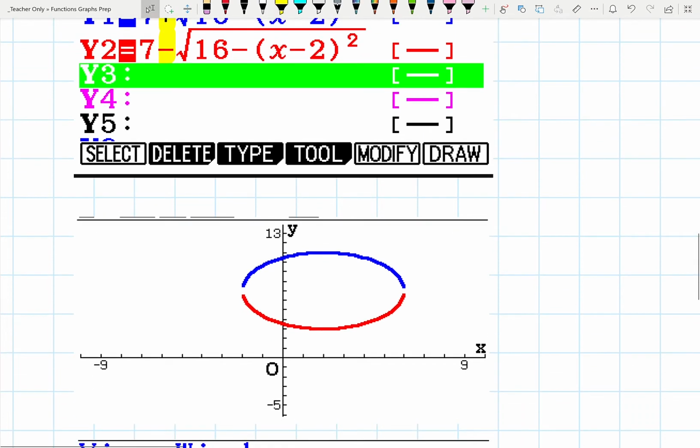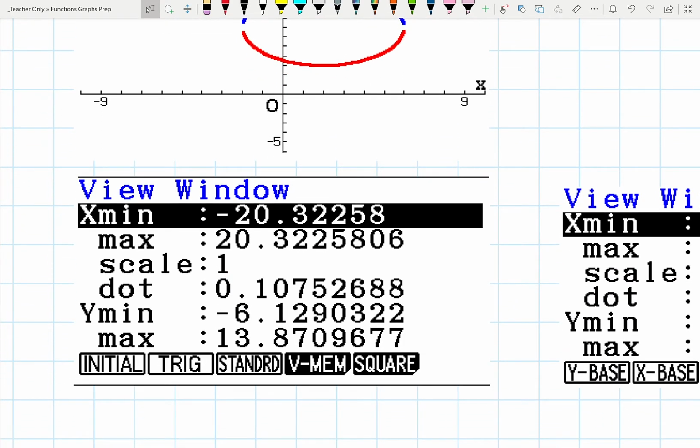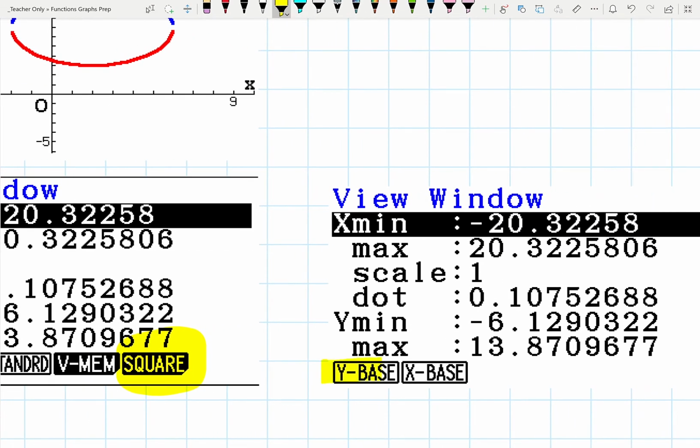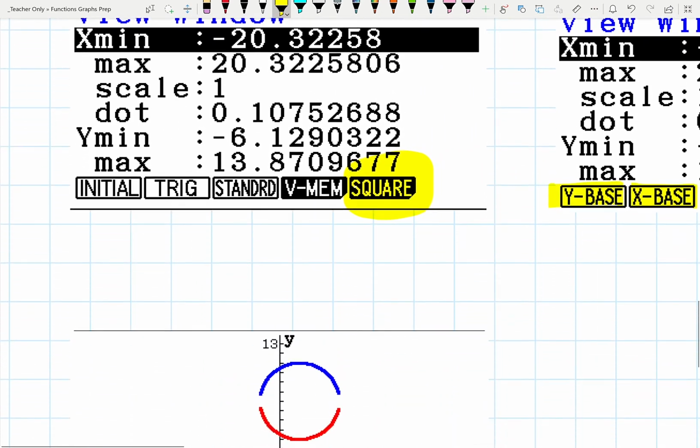Now, when you graph that, it may come out looking like this, which looks nothing like a circle. It looks like an oval. So to make your graph look like a circle, you go to your view window and you click on square. And then you click on either Y base or X base. It doesn't matter which one you do. And then you press graph again.